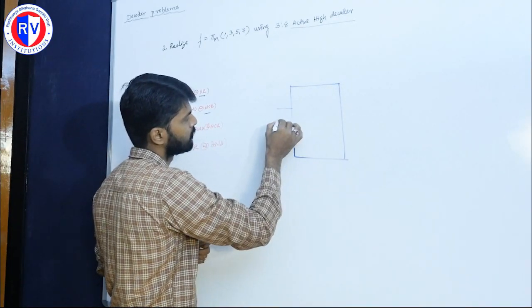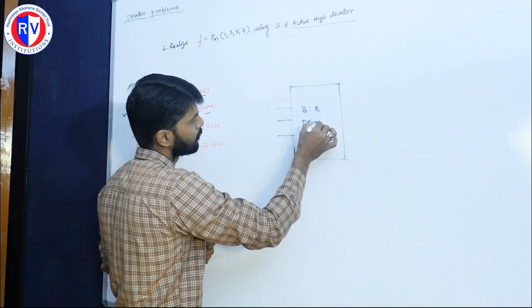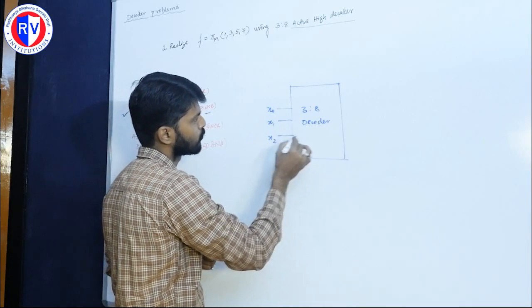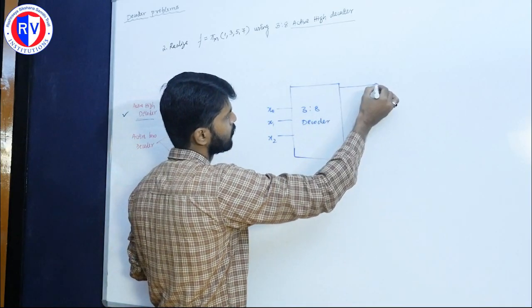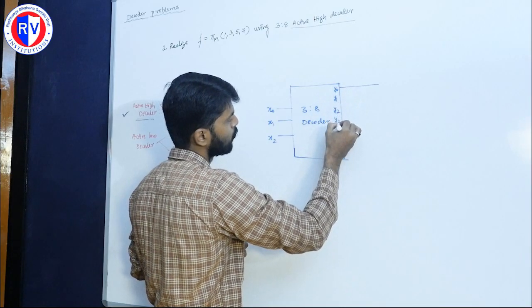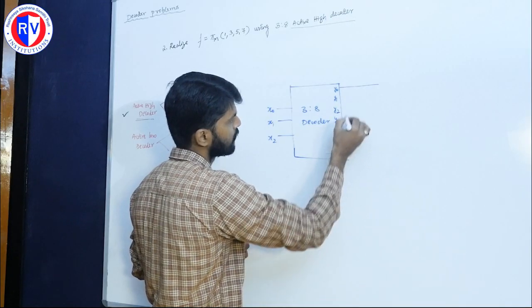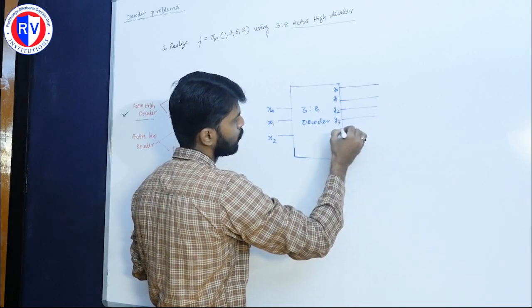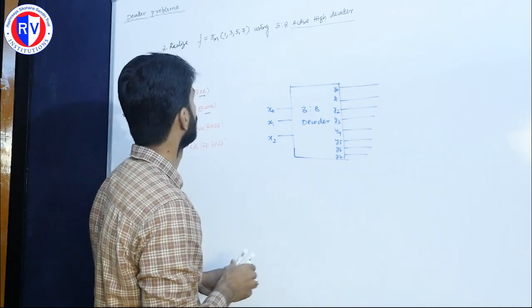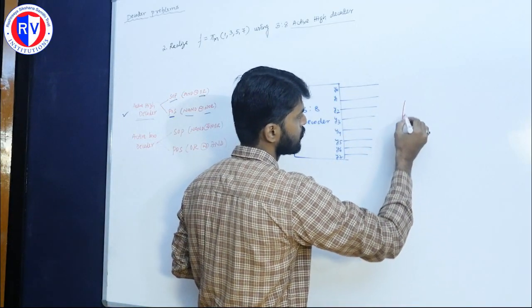3:8 decoder. Here X0, X1 and X2 are the inputs. Here we have Y0, Y1, Y2, Y3, Y4, Y5, Y6 and Y7. These are the outputs. With respect to that output, which gate do we need here? A NAND gate. I am using a NAND gate in the output stage.